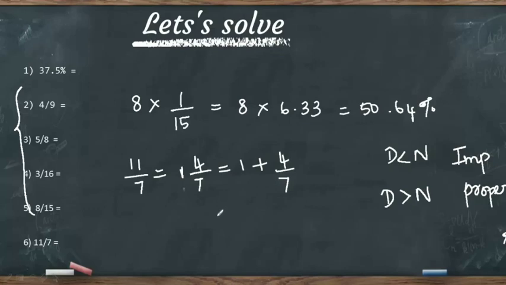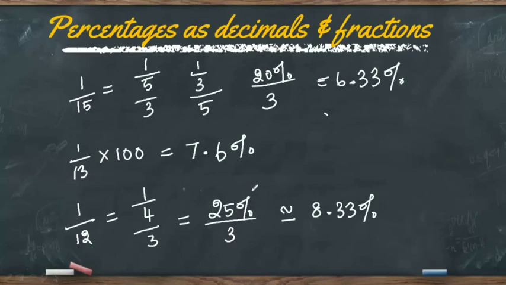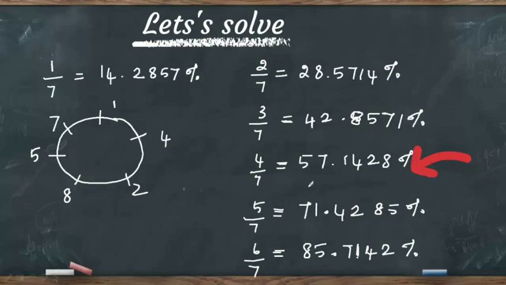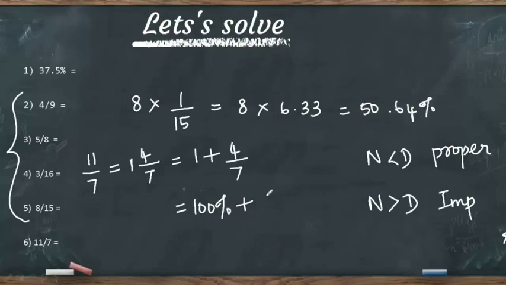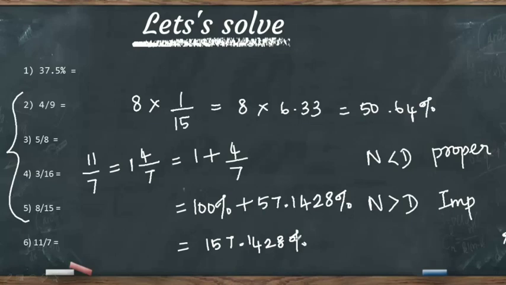Earlier in the starting I told you that 1 can be replaced with 100% and 4 by 7 can be written as 57.1428. So replacing 4 by 7 as 57.1428 percentage, 11 by 7 in terms of percentage is nothing but 157.1428 percentage. So this is how you make use of the conversion of percentages as decimals and fractions.